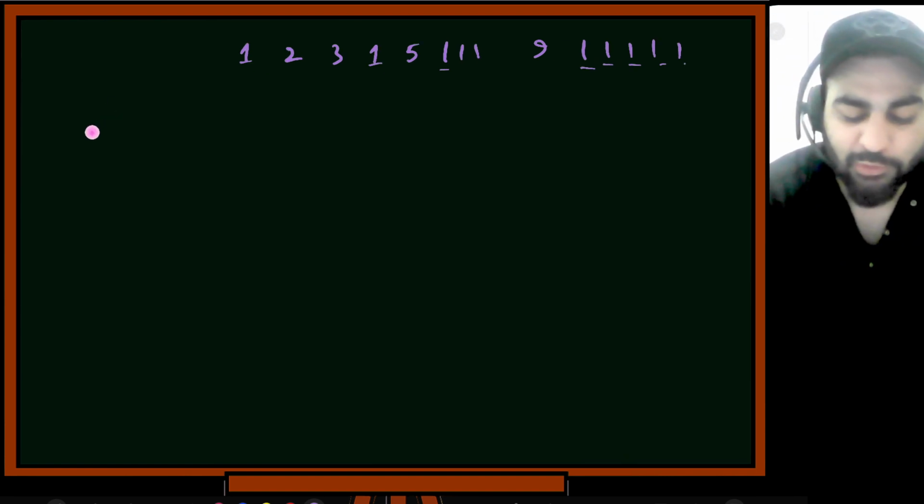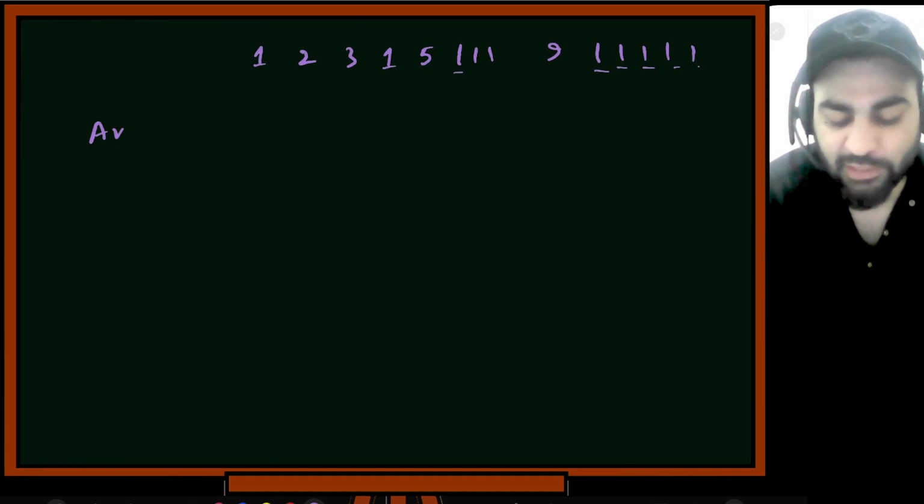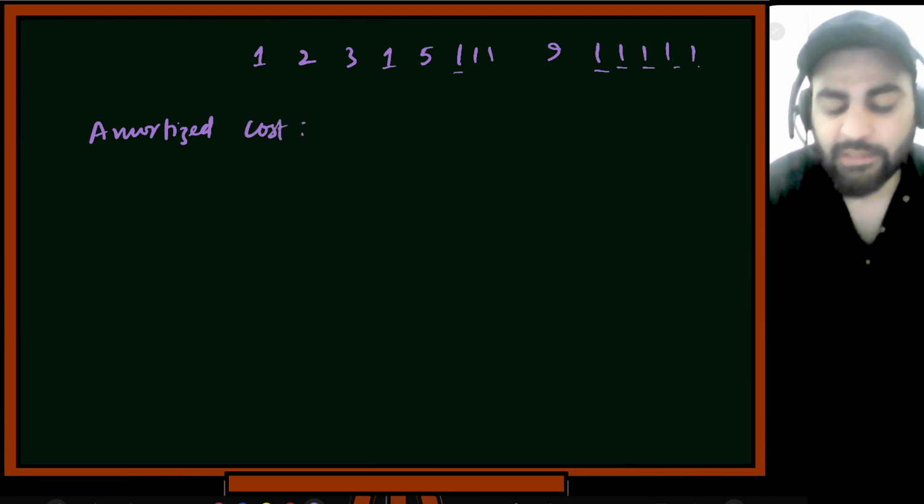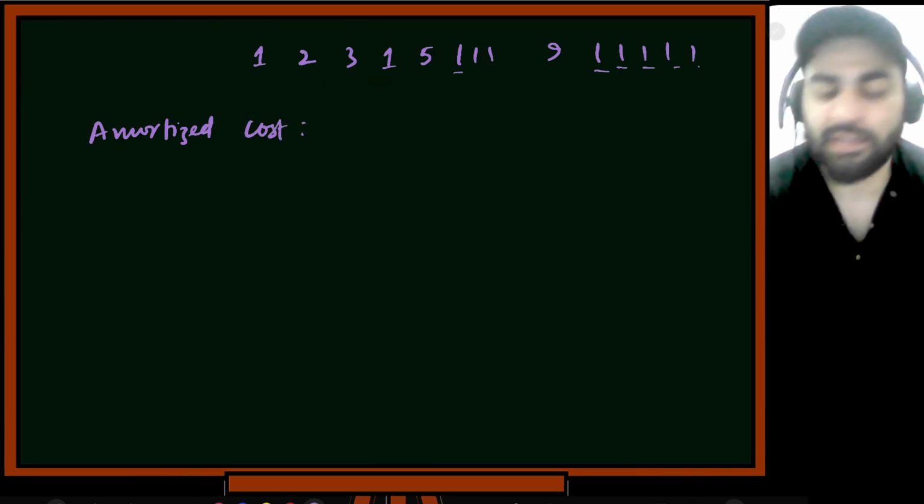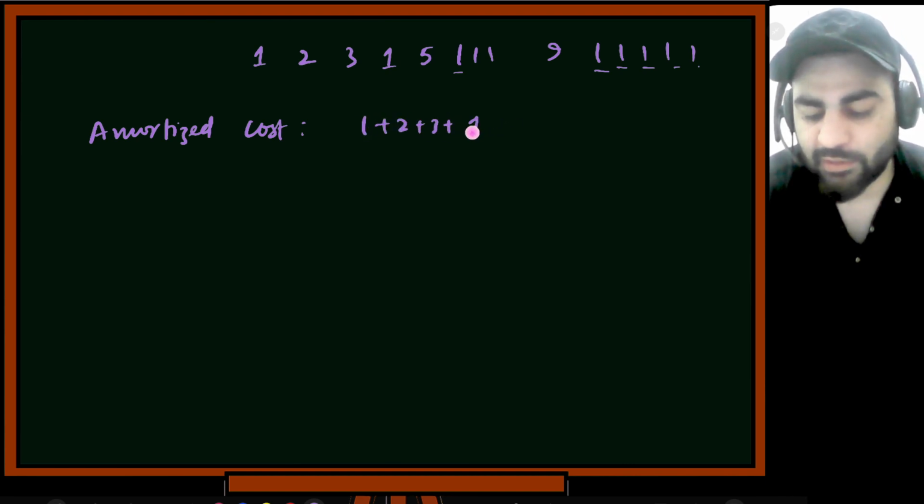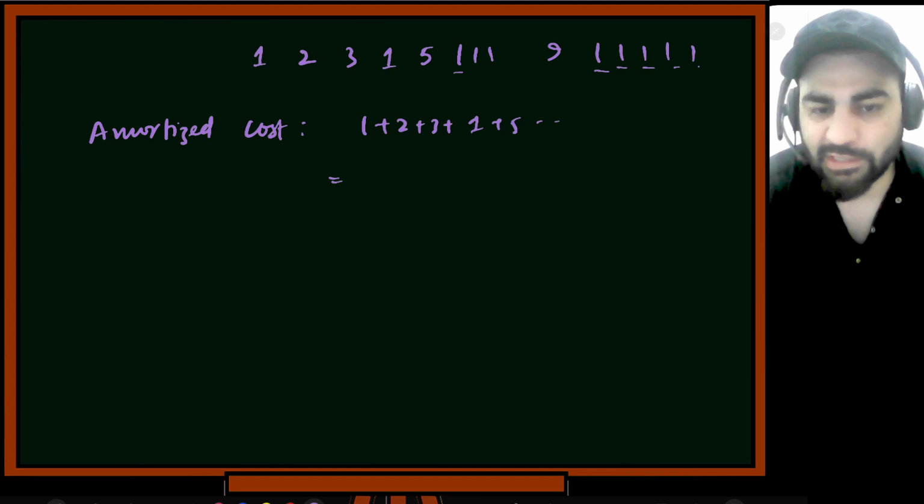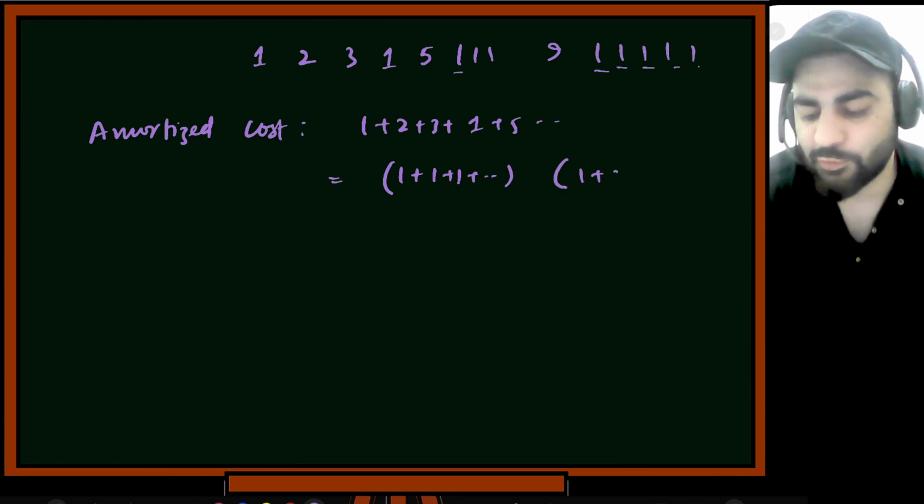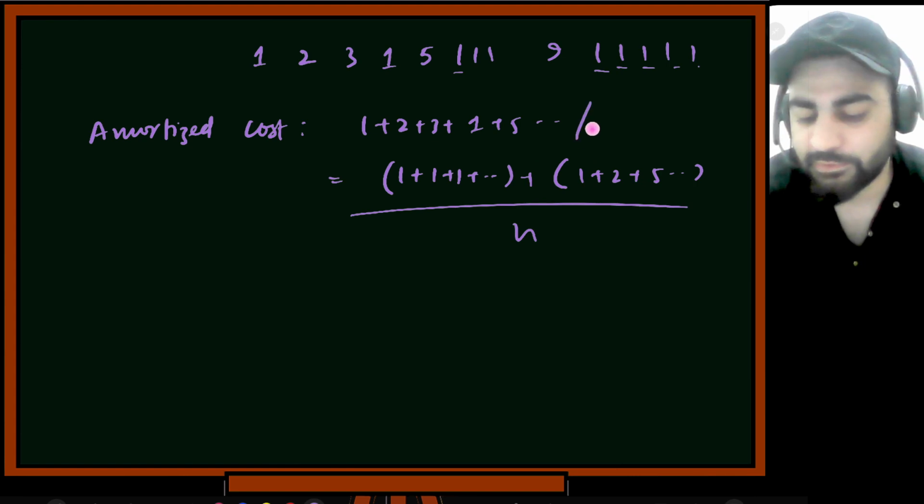Now if you have to compute the amortized cost, what you will do is sum up all these numbers and divide by n. So it will be 1 plus 2 plus 3 plus 1 plus 5 and so on. If you simplify this, you keep the ones separate, giving 1 plus 1 plus 1, and then use 1 plus 2 plus 4 plus 8 separately, all divided by n.